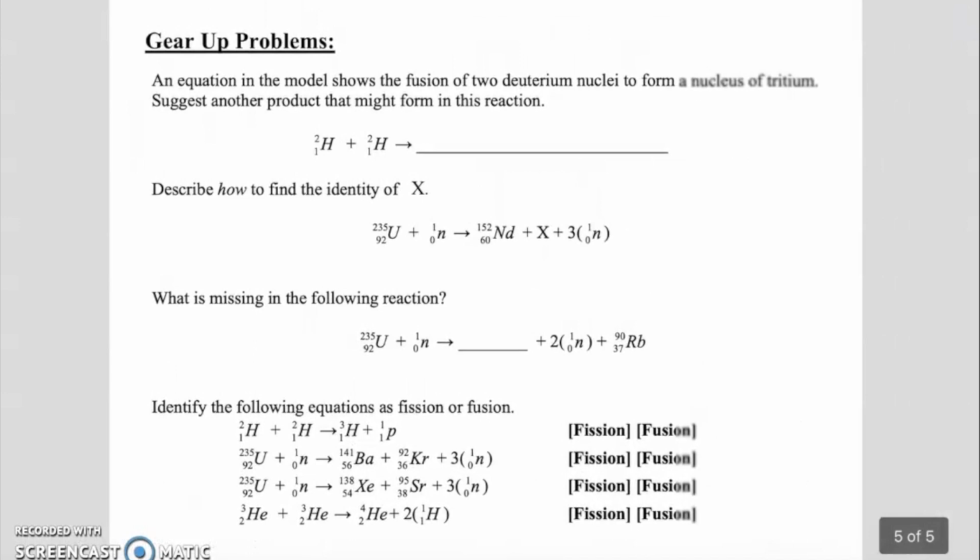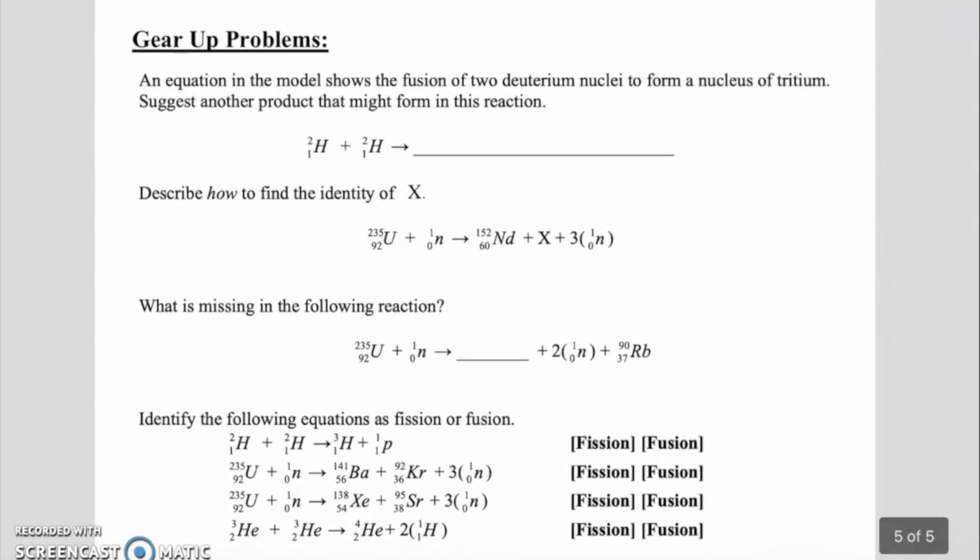So, let's finish up with a gear up problem. This gear up problem has a few parts to it. Pause the video here and try your best to do these gear up problems.